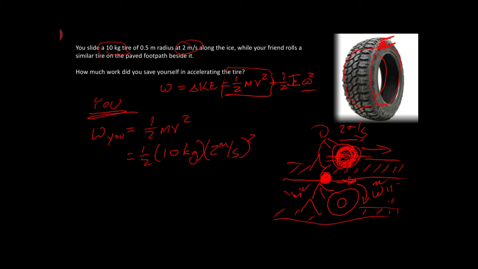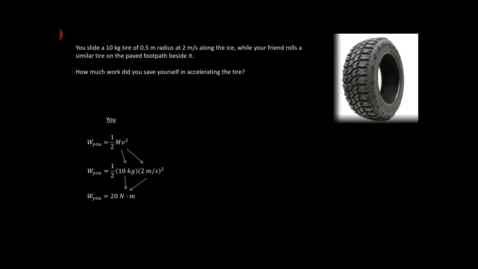All right, so what's going to happen there? We have 2 times 2 times 10 divided by 2, which just says 2 times 10. So we have 20 Newton meters. That's the unit for work, Newton meters. You do 20 Newton meters of work. Now the question is how much more work or less work does your friend do?